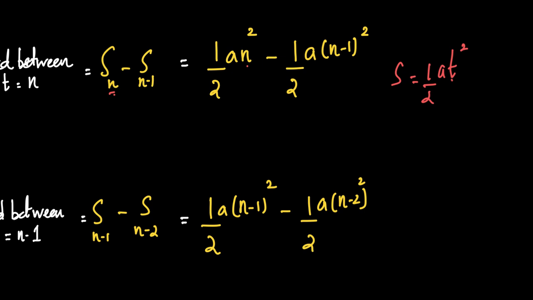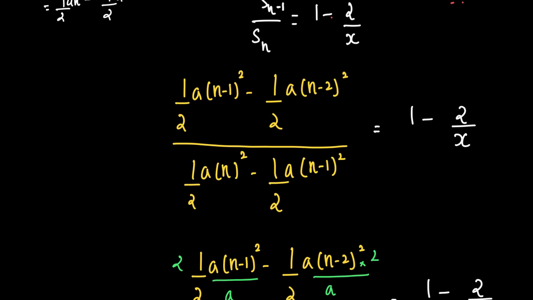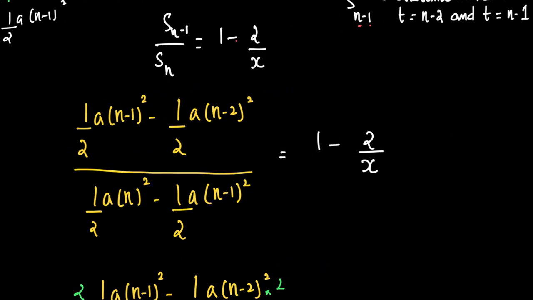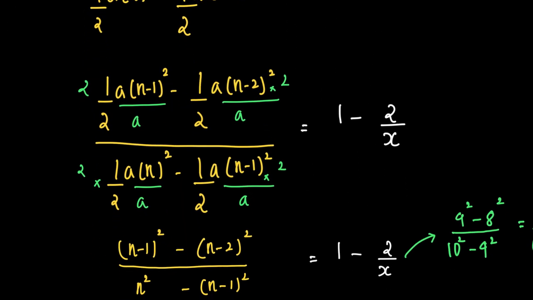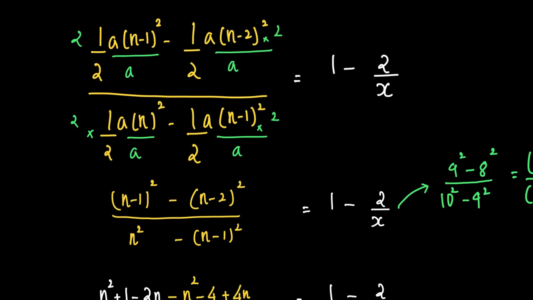Okay. So if that calculation is clear, we can now go to the given ratio here, which says S'n minus 1 by S'n is equal to 1 minus 2 by x. What is S'n minus 1? Half a (n minus 1) the whole square minus half a (n minus 2) the whole square, by half a n square minus half a (n minus 1) the whole square, is equal to 1 minus 2 by x, right? Now, to simplify this, I'll multiply the entire fraction by 2 by a, so 2 by 2 is 1 and a by a is 1 throughout.